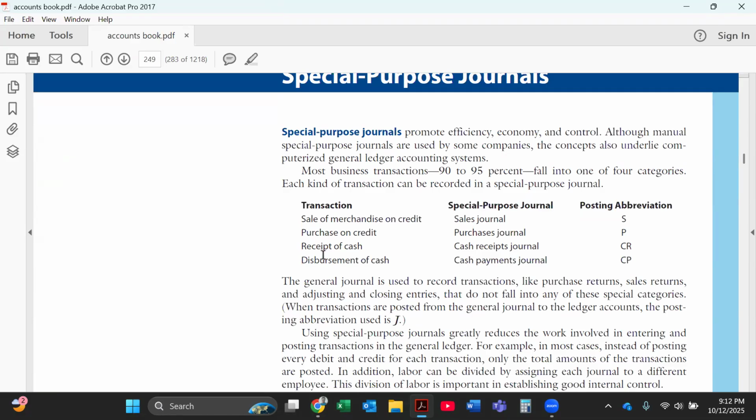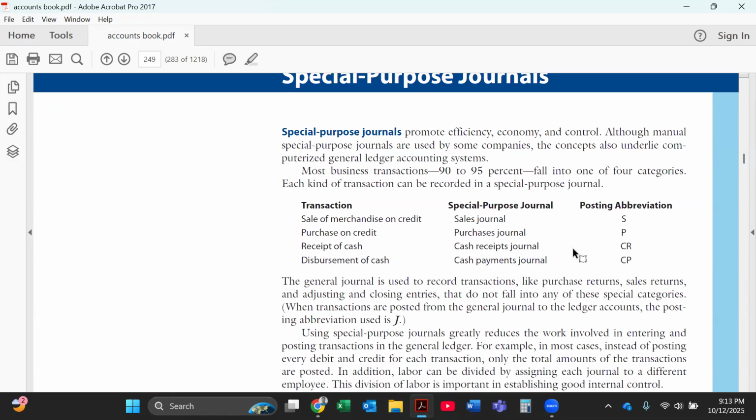We have sometimes journals that are called sales journals, purchases journals, cash receipts journals, cash payment journals. And so back in the day, when they had paper journals, they would have these different paper journals. But computerized systems also still have these journals set up a certain way.